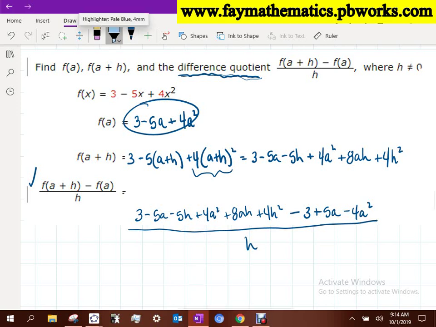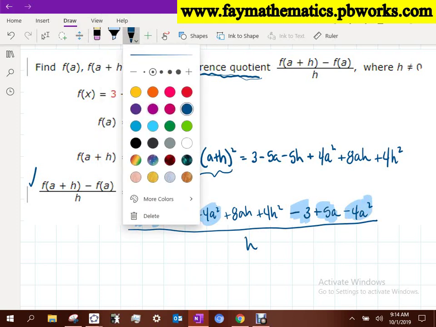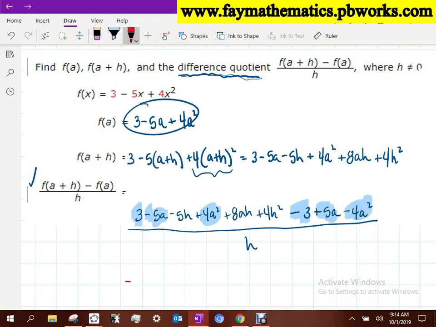A lot of nice things happen here. What's going to happen with that 3 and that negative 3? Cancel. What about this negative 5a and that positive 5a? Cancel. What about this 4a squared and this negative 4a squared? Cancel out. So the only thing I'm left with then on top is negative 5h plus 8ah plus 4h squared, right? And on the bottom, I'm left with h.